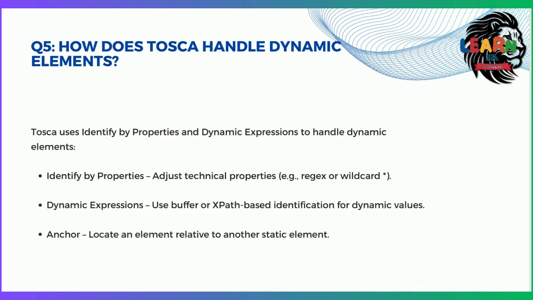Question 5. How does Tosca handle dynamic elements? Answer. Tosca uses identify by properties and dynamic expressions to handle dynamic elements. 1. Identify by properties: adjust technical properties, for example regex or wildcard asterisk. 2. Dynamic expressions: use buffer or spath-based identification for dynamic values. 3. Anchor: locate an element relative to another static element.